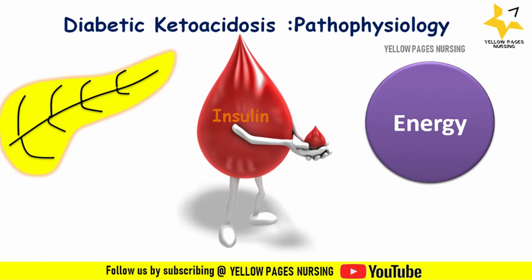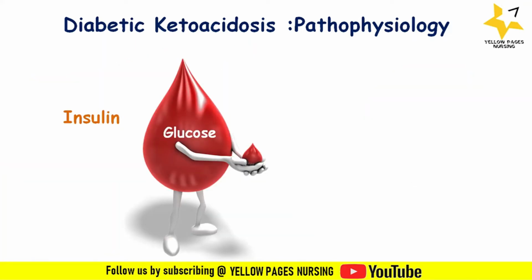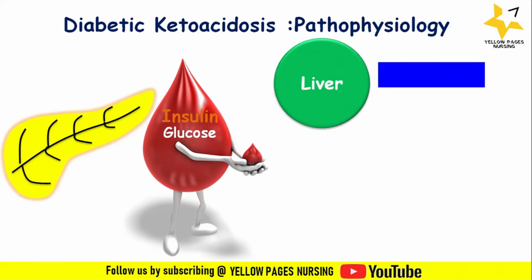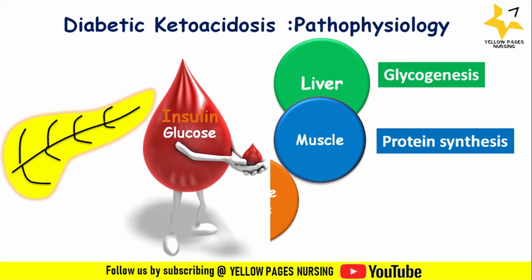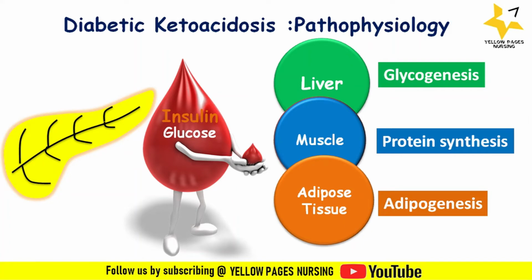The major function of insulin includes increased glucose uptake by liver, skeletal muscles, and adipose tissue. In the liver, this glucose uptake enhances glycogenesis, that is, formation of glycogen, and in the muscle, it enhances protein synthesis, and in adipose tissue, it enhances adipogenesis, that is, formation of adipocytes, that is, fat cells. Remember that this is the normal function of insulin.